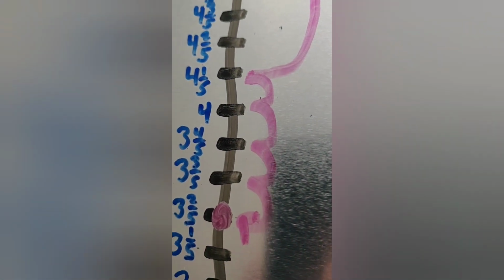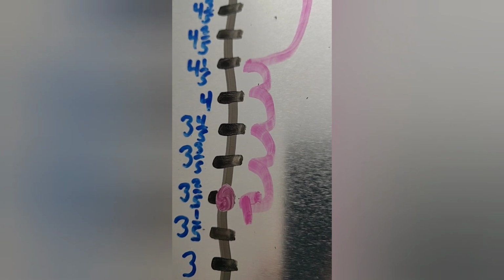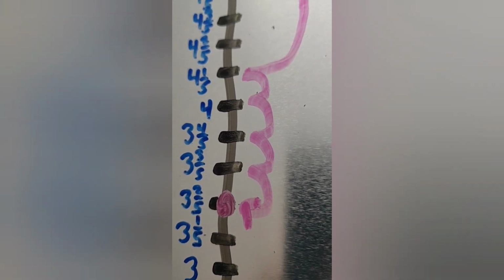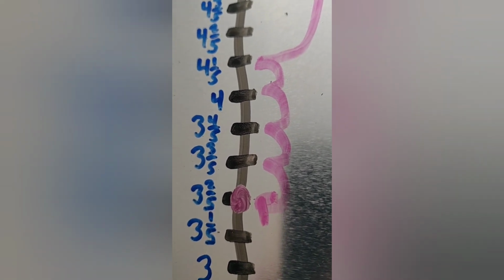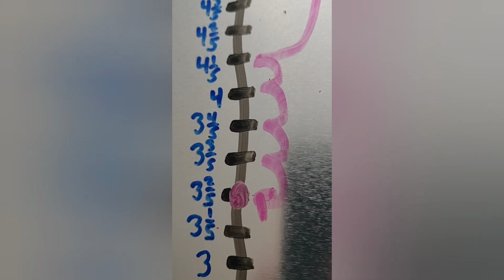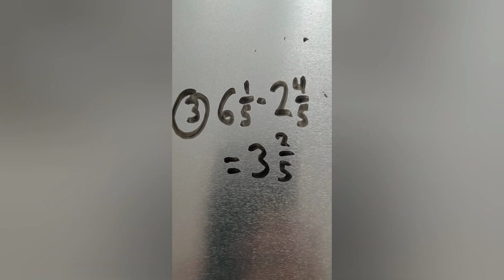So when we do that, we go from 4 1/5 to 4 to 3 4/5 to 3 3/5 to 3 2/5. Notice those 1, 2, 3, 4 jumps. And then we get to the difference, or the answer here, which is 3 2/5. So 6 1/5 minus 2 4/5 equals 3 2/5.